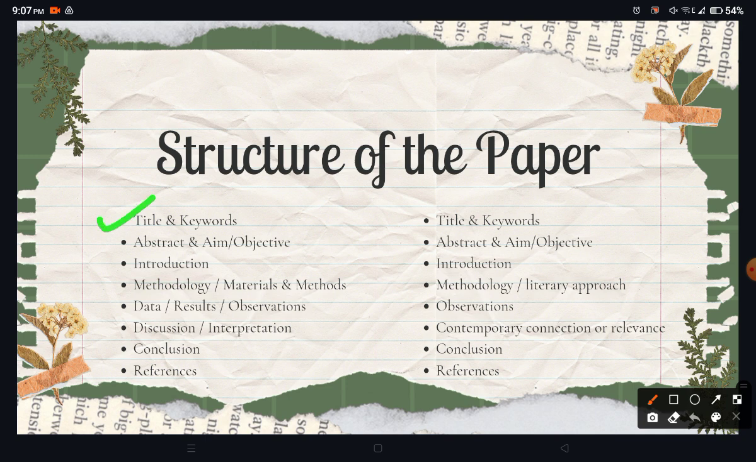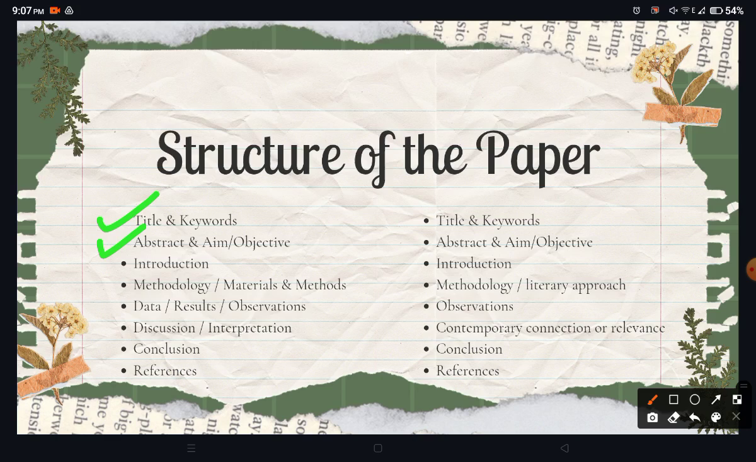First, title and keywords. Start with a clear, descriptive title and add 4 to 5 keywords. This helps the reader or audience understand the scope of your work immediately. Next comes the abstract and aim and objective. Write a short abstract summarizing your study, and include your aim or objective to clearly state why you did this paper and what you wanted to achieve. Many competitions ask for abstract submission, so your abstract is also very important in this case.